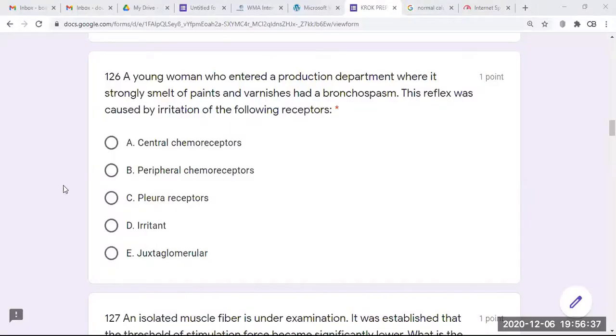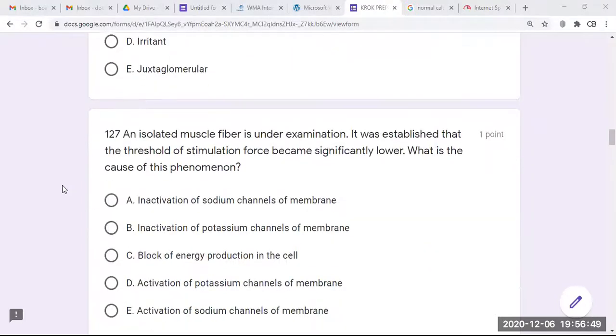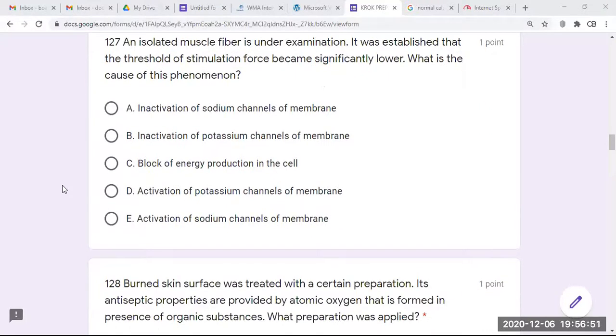There are some other receptors that they've mentioned here. In appropriate time, I'll give you an explanation of all of them. All right. So the answer is going to be what? Irritant receptors. Question number 127.